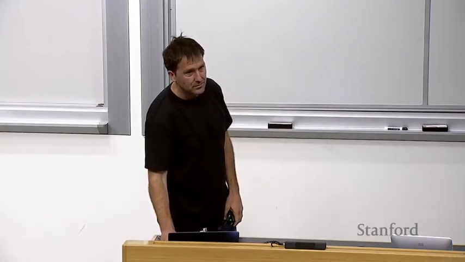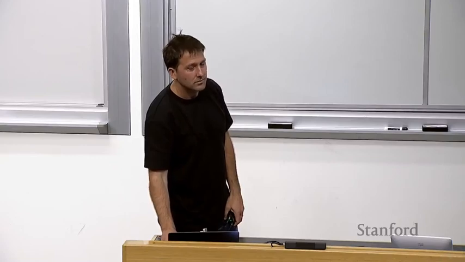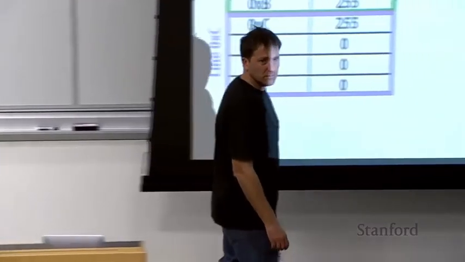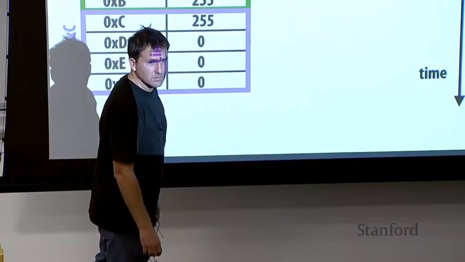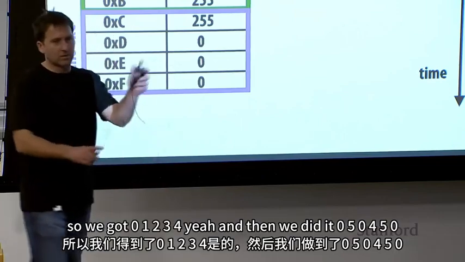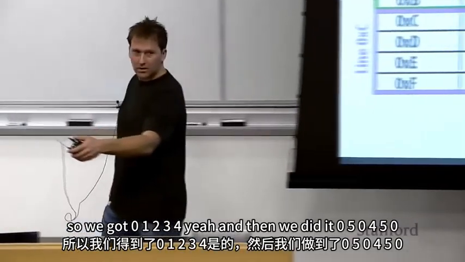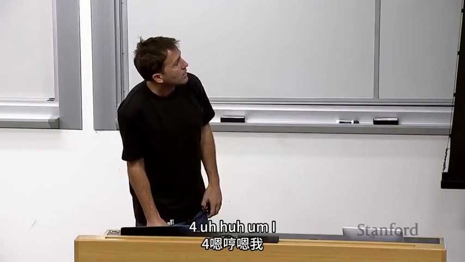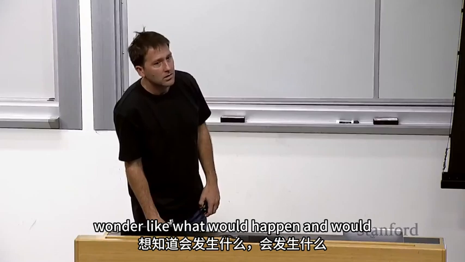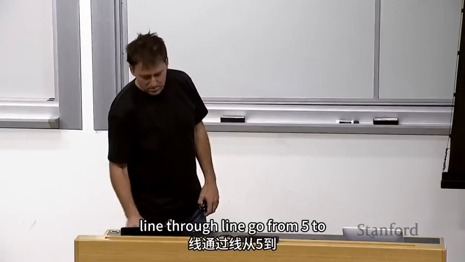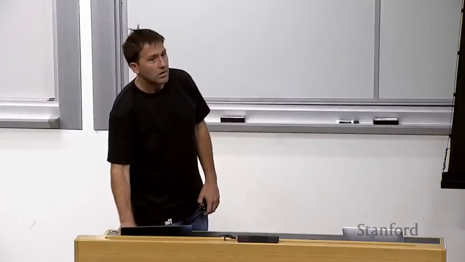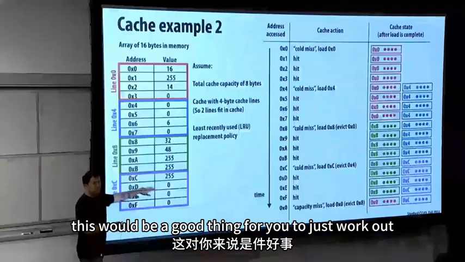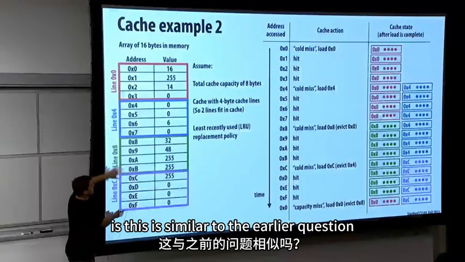Address in order. I put it after 0 times 4, that address will be after the fourth line. So we go 0, 1, 2, 3, 4, and then we do 0, 5, skip the 0, 4. I wonder what will happen with the non-through line going from 5 to... Okay, this would be a good thing for you to just work out. But what I do want to say is similar to the earlier question.